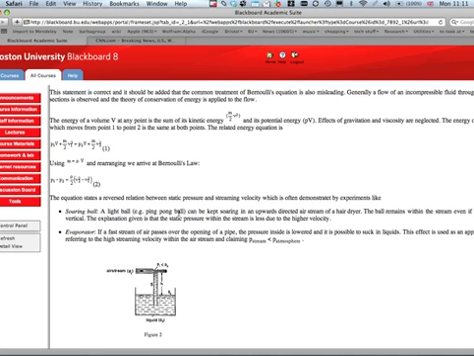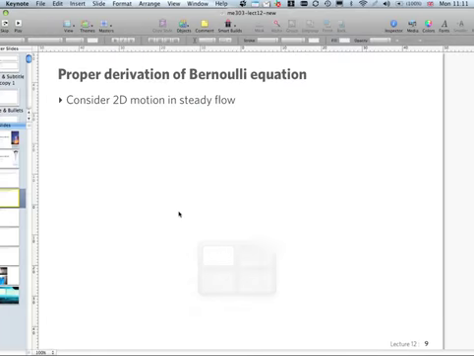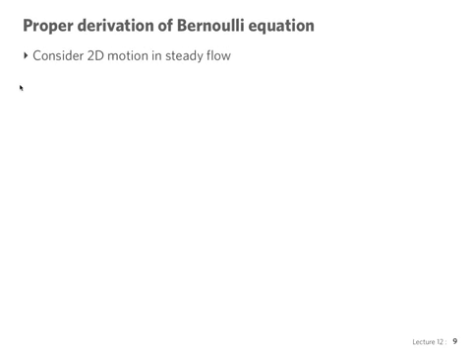The equation itself is perfectly correct. It's just the interpretation that sometimes people make that is, well, just plain wrong sometimes. So for that reason, I think it is important that we look at the proper derivation of Bernoulli's equation. So let's consider 2D motion in steady flow. So for example, consider that we may have just an airfoil.